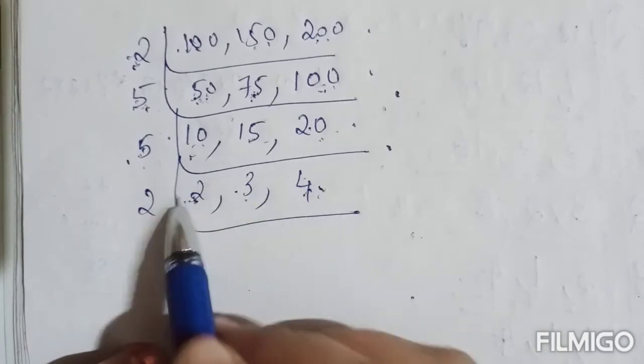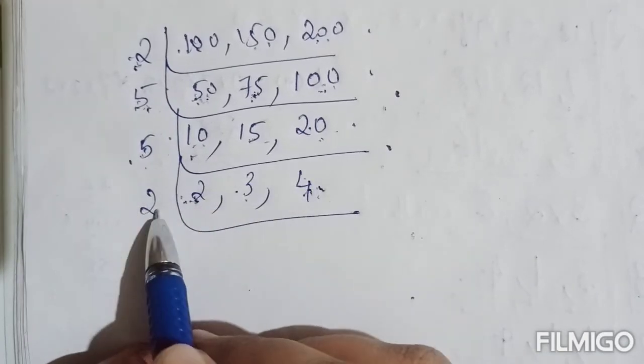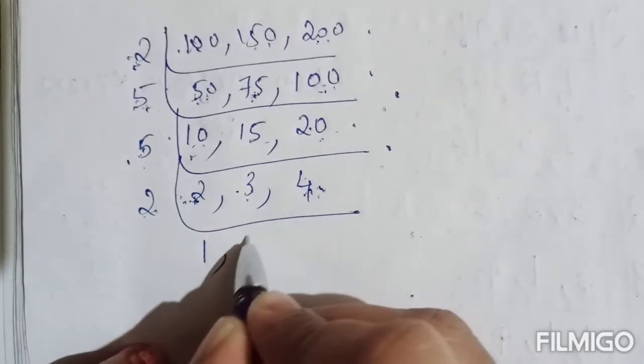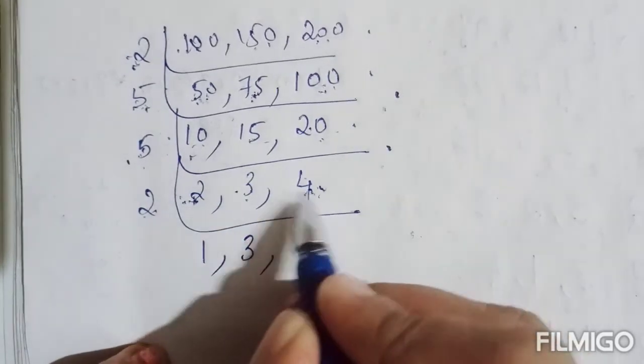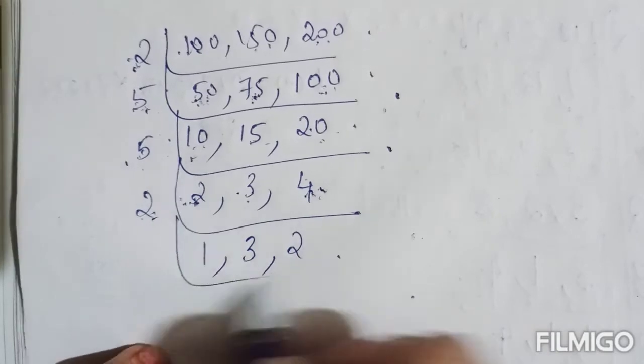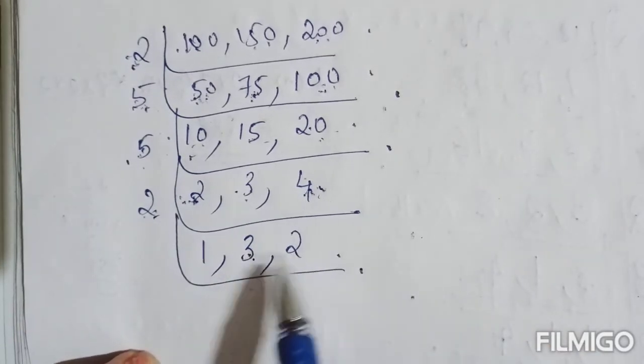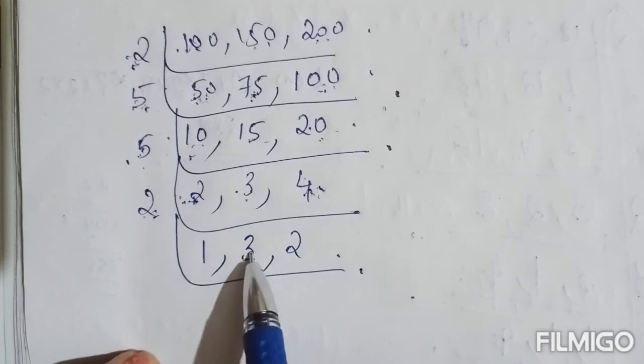So 2 and 4, let us select. 2 and 4 we can divide by 2. So 2 divided by 2, 1. In place of 3 you can write 3 itself. 4 divided by 2, 2. Okay, now you can't find a number with which we can divide both 3 and 2.